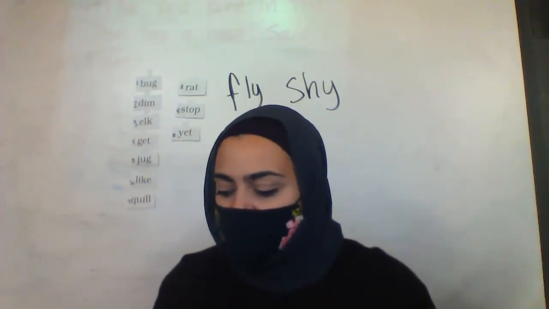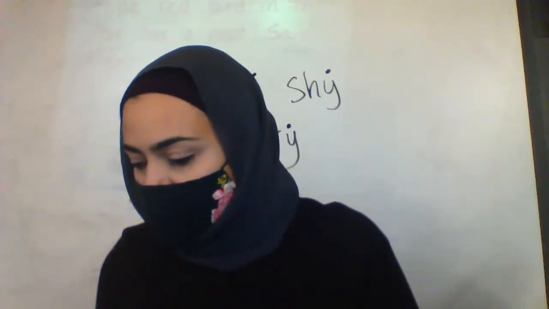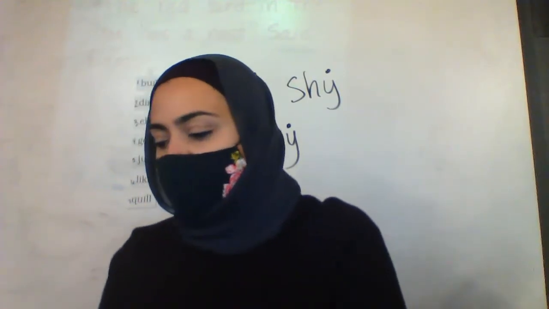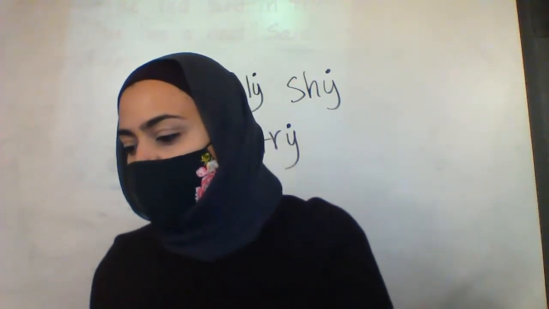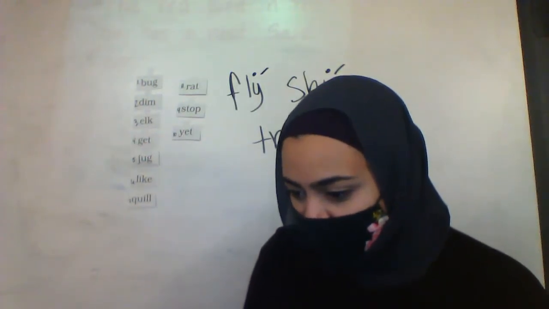Okay, so how do we code these? By putting a dot on them. Very good, a dot, because these are Y's that make what sound? I. Are these words accented? Yes or no? Yes, very good, because they're loud and strong. So we say fly, shy, try. Very good. That's where the accents should go.